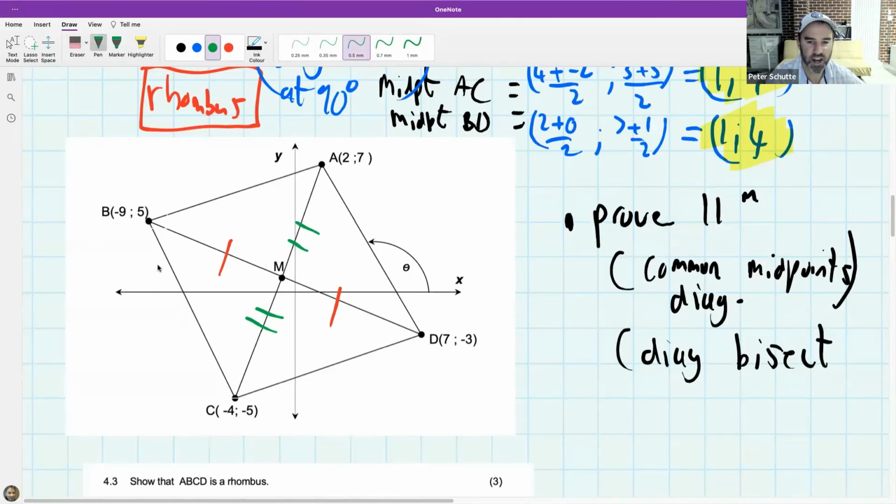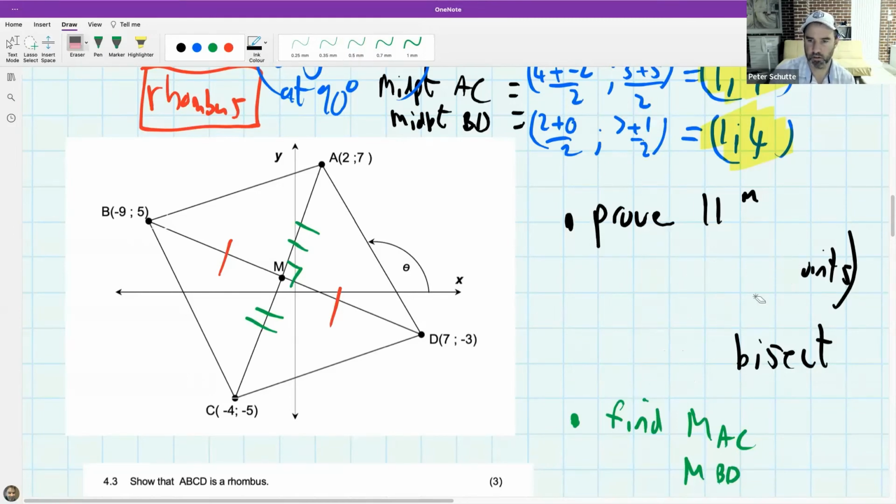Now, to show that those diagonals meet at 90, I need to show that the gradients... I need to find the gradient of AC and find the gradient of BD. And if when I multiply them, they give me a particular number, it means the diagonals are at 90. Does that help a little bit, Dawn? There are basically two steps to show that they bisect at 90. The bisecting part is the midpoint, the 90 part is the gradient. That's the process that we need to follow.